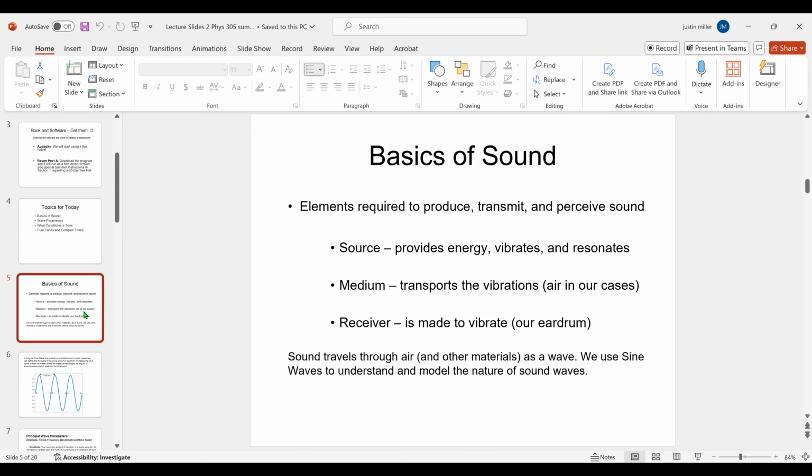For that, it's going to be air. Sound's going to be traveling through air. But the main thing here is that we do need a particular material. Sound does not travel through a vacuum, and by a vacuum, I mean the absence of material itself. So out in space, where there's no material, you can't produce a sound.